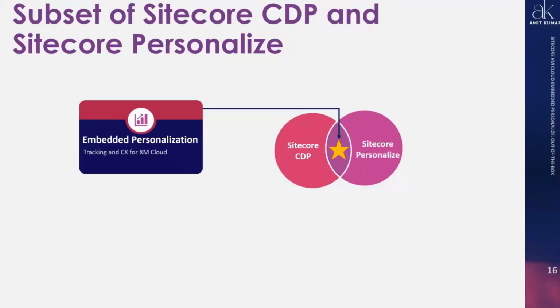And Sitecore Personalize is a personalization engine which is helping you to personalize the content or data which is visible to the user based on the analytics data present in the Sitecore CDP. So embedded personalization is a subset of that. That's why you are seeing that I have tried to create the subset. Why? Because you are not getting full-fledged Sitecore personalization rules as well as you are not getting more than 30 days of older data. So that's why it is a subset of Sitecore CDP and Personalize.